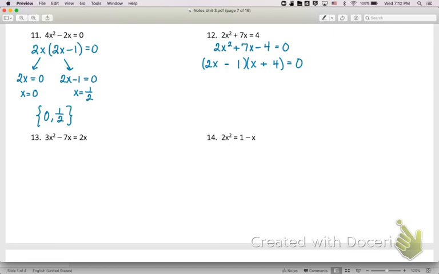And so again, now we look at each one. This first factor, if 2x minus 1 is equal to 0, add 1, divide by 2, we get x equals 1/2. And if x plus 4 is equal to 0, subtract 4, we get x equals negative 4. And so negative 4 and 1/2 is our solution set.